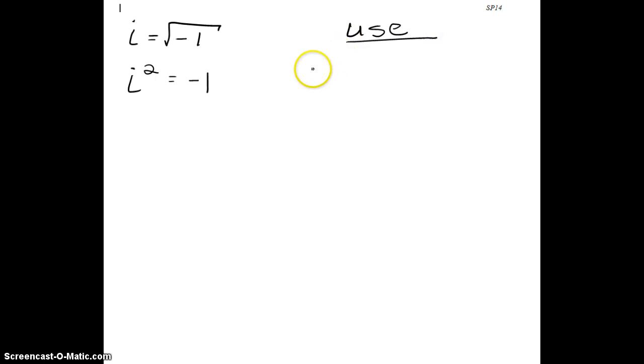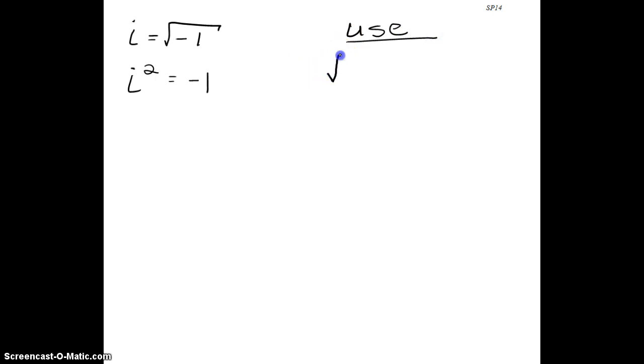Let me see if I can get a fresh blank page. Alrighty, there we go. Now when it comes to simplifying, the first thing we need to remember is that your letter i has been defined as the square root of -1, and i squared is equal to a regular ordinary -1, in other words an integer. This is irrational, technically it's imaginary, and then when you square it, it gets rid of the radical and turns it into a -1.